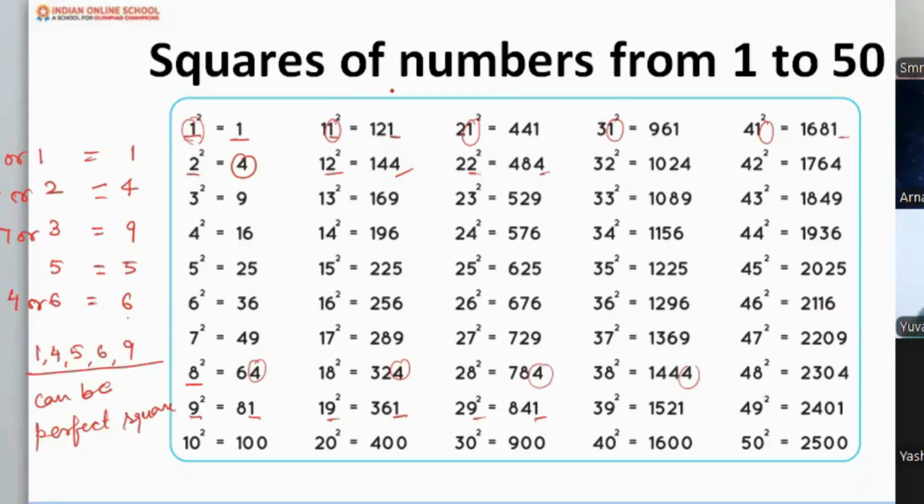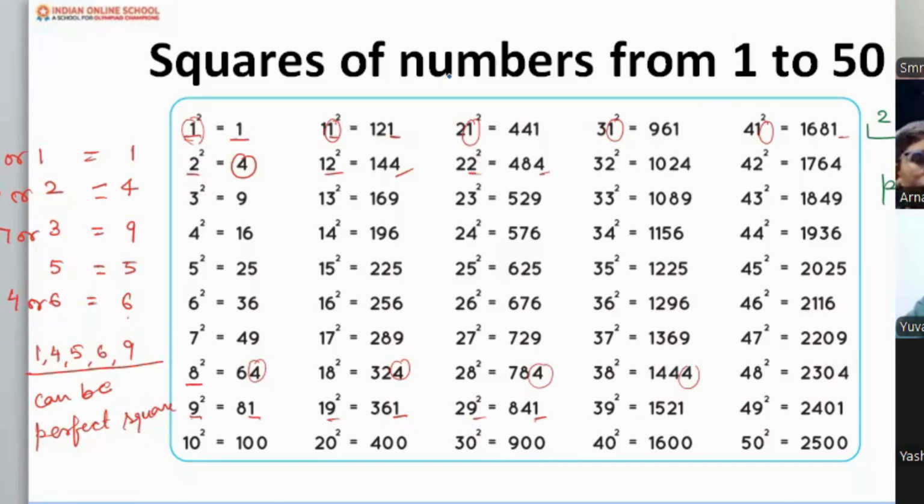Okay, everybody. Now, what is the next thing that we can observe over here? If any number ends at 2, 3, 7, or 8, these numbers can never be the perfect square of any number. Understood, everybody? Yes, ma'am.